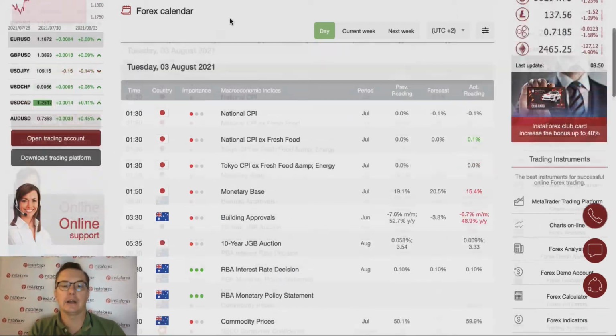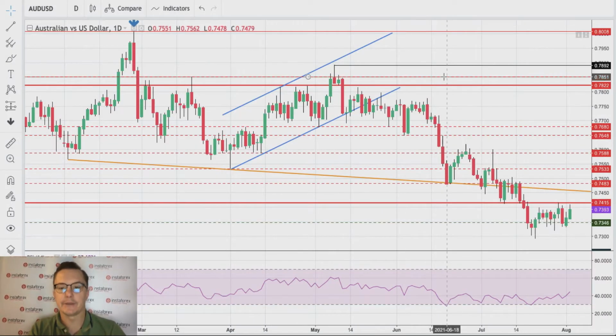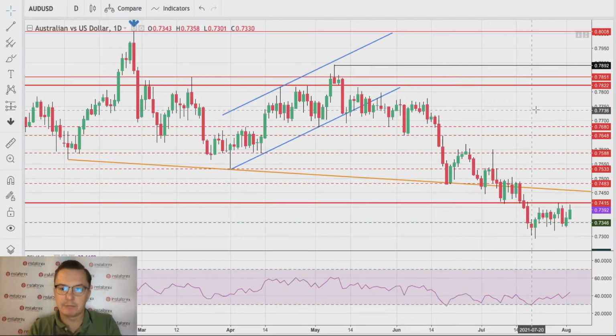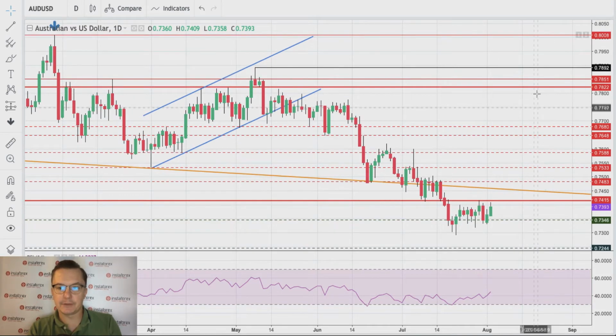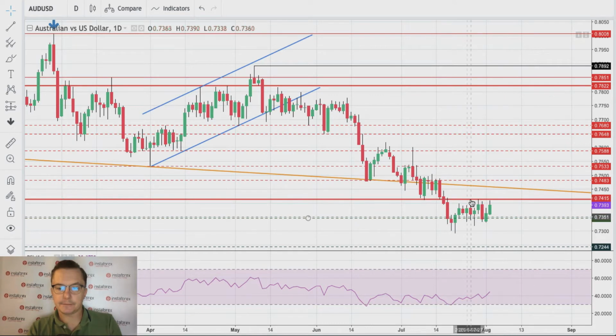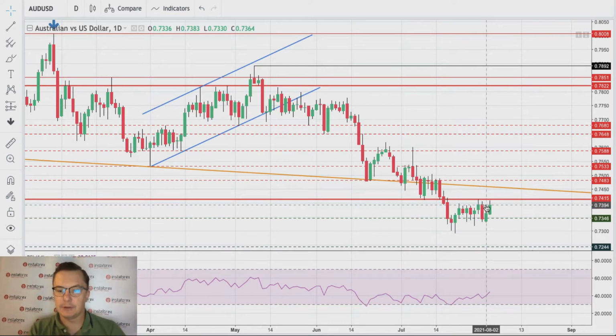So let's take a look at how the markets reacted to the decision of the Reserve Bank of Australia. The Australian dollar keeps going lower, and the level of 7,415 pips is still the key technical resistance for this market. As you can see, we tried once to break it. We tried today for the second time to break it. So far, no avail. Still 7,450 is the level of the technical resistance.